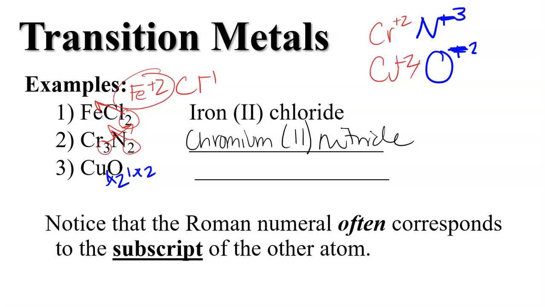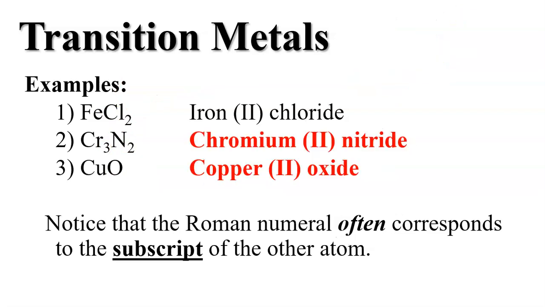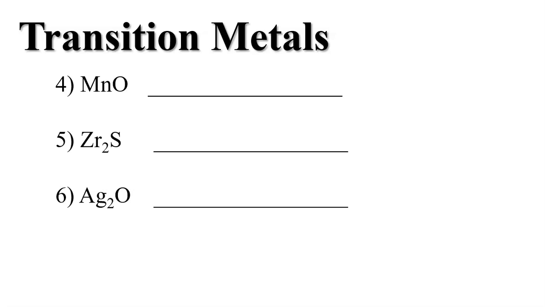Remember, step 4, we would have reduced, so we would have divided by 2. But we need to go backwards and multiply it by 2 to get the correct charge. So the answer for number 3 is copper 2 oxide. All right? Notice that your Roman numeral often corresponds to the subscript of the other atom. Okay? Now let's do some more.